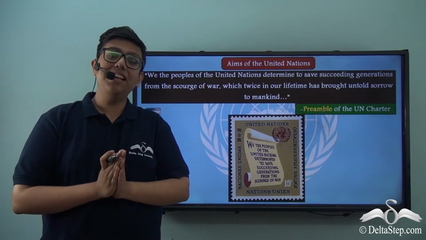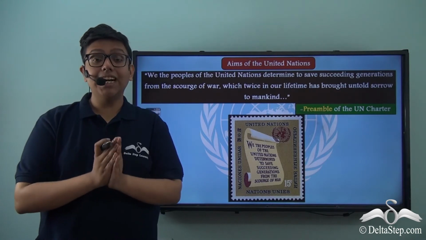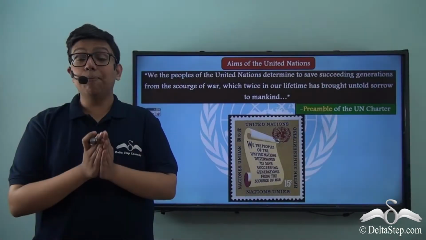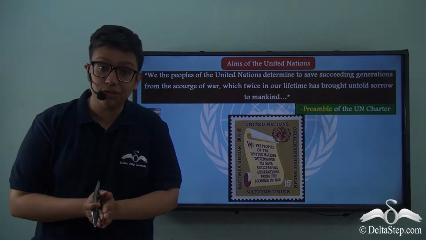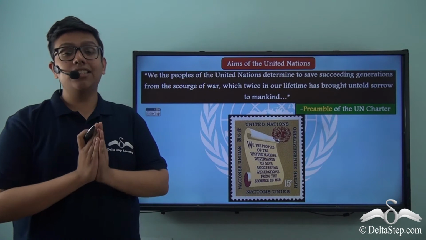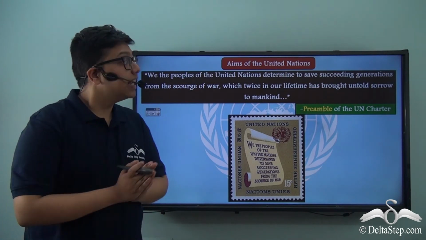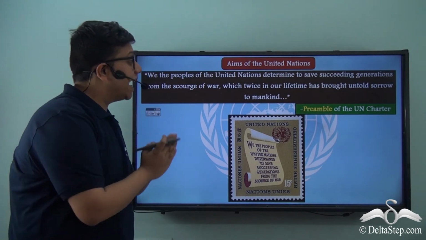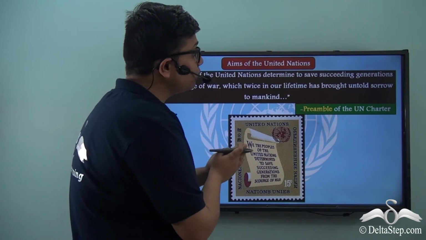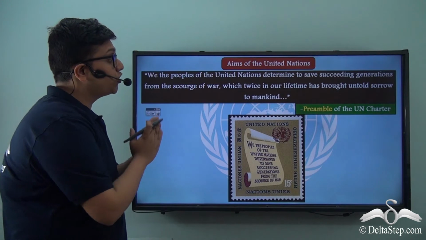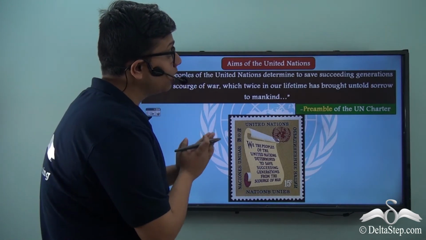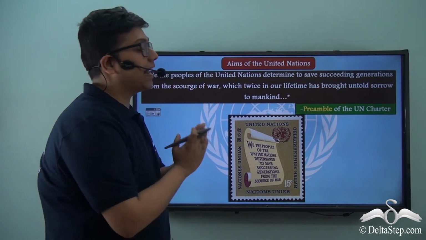And like every other constitution, it starts with a preamble. The purpose of a preamble is to enshrine the spirit of the entire constitution. The preamble of the United Nations starts with the following words. We, the peoples of the United Nations, determine to save succeeding generations from the scourge of war, which twice in our lifetime has brought untold sorrow to mankind.